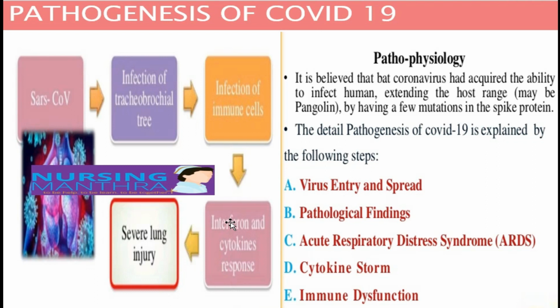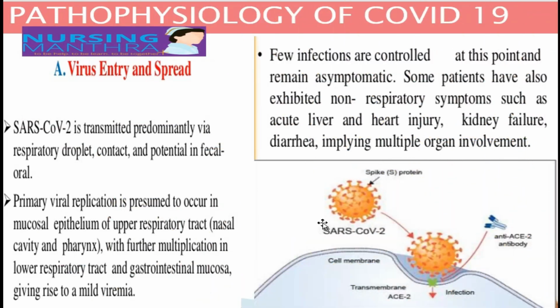SARS coronavirus infects the tracheobronchial tree and the immune system, immune cells, then triggers an interferon and cytokine response, which will cause severe lung injury. In the detailed pathogenesis, there are some steps: virus entry and spread, the pathological findings, then acute respiratory distress syndrome, then the cytokine storm response, and finally immune dysfunction.